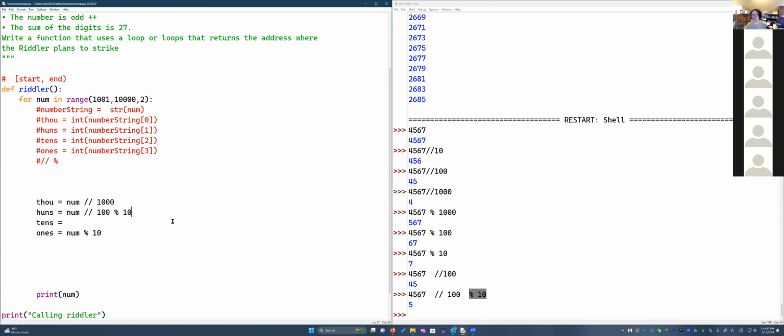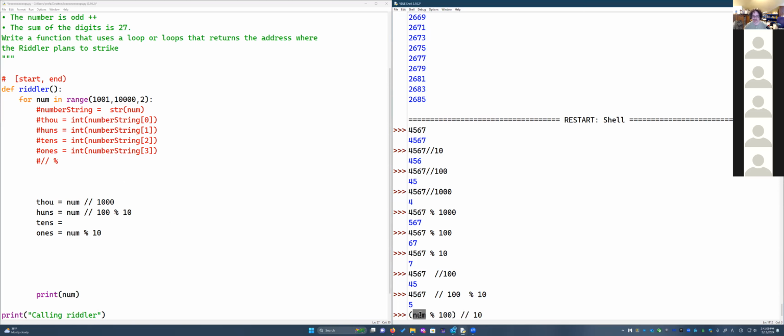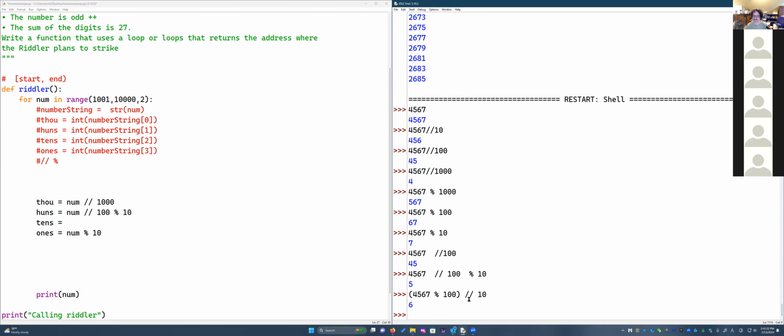All right. Anybody else want to do the tens place instead? I think I see it from Cora in chat. So we have 4, 5, 6, 7. Modding by 100 throws those two away, and then dividing by 10 throws that away. This throws away everything but the last two digits, and this throws away the last digit.